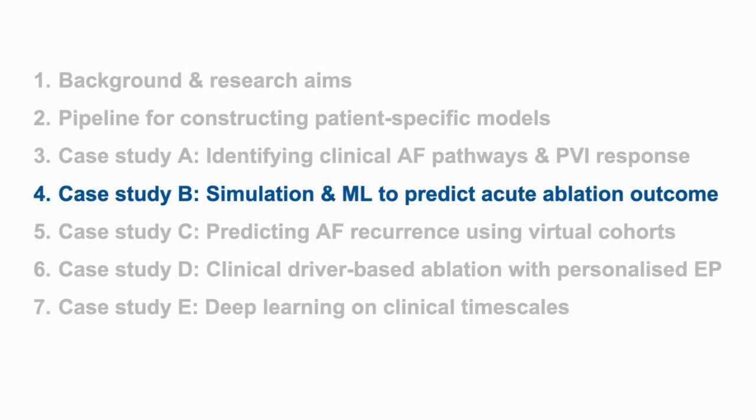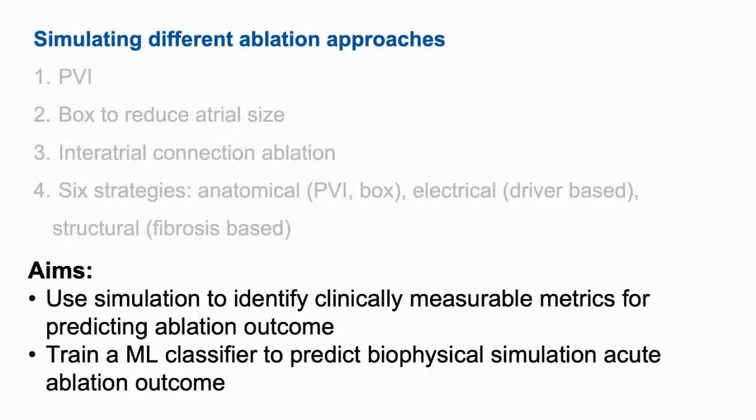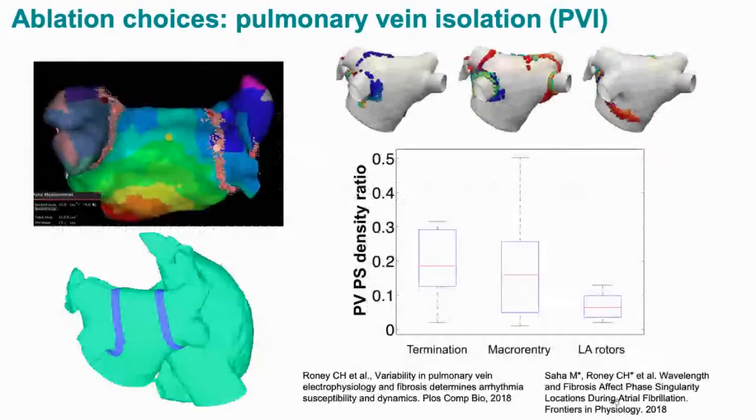So we're now going to use simulations to look at any ablation approach and to see how much data we actually require. We'll then combine this with machine learning techniques to predict the acute ablation outcome. As I said, there are lots of different ablation approaches, which I'll go through. We'd like to be able to say what clinical metrics you should calculate for predicting outcome, and then how we can bring this together into a classifier so that we don't need to run all the simulations.